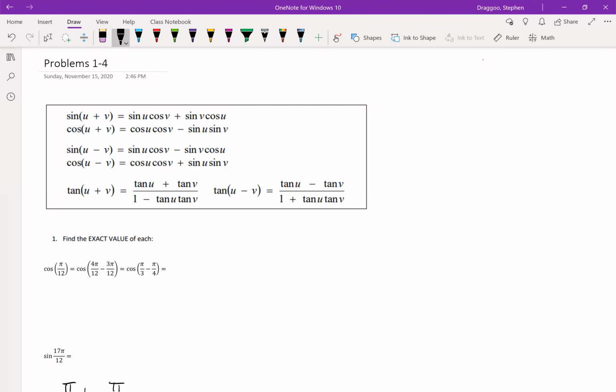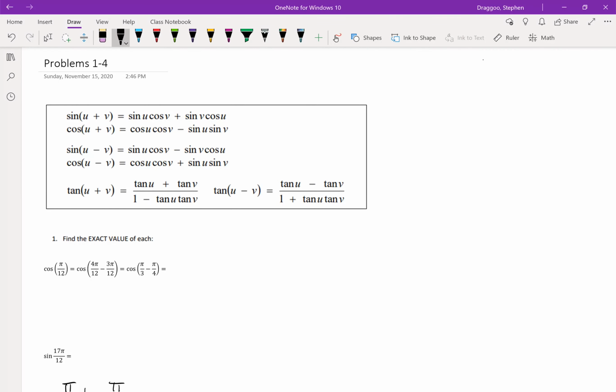Right, in worksheet 12, we're going to be going over the sum, difference, double, and half angle formulas. In this video, we'll just be covering sum and difference, which are all of the formulas laid out here at the top of the screen, and going over how to use those.